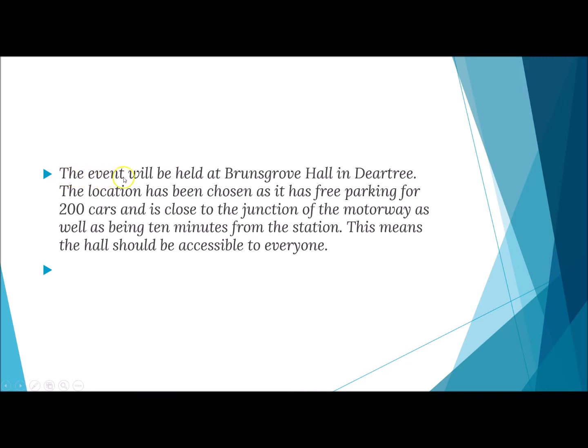So our topic sentence is this first one here. The event will be held, so we know we're talking about an event and its location. The detail is all more information about that location. We've got some facts, 200 cars, motorway junction, free parking. And then we have our summative sentence about the hall being accessible to everyone. So the main detail has all been about what's there, and that is the accessibility of it. So location, the parking, the motorway, it's all about accessibility.